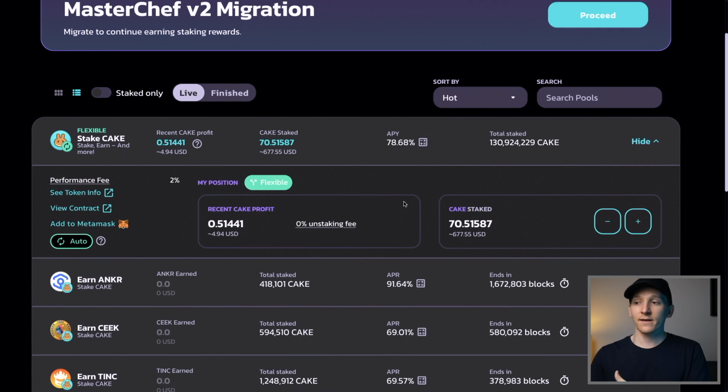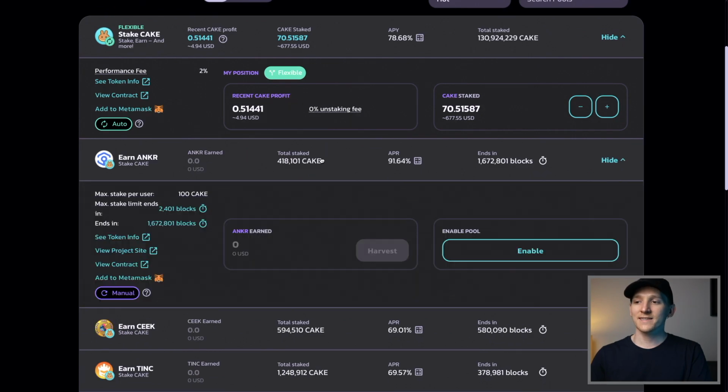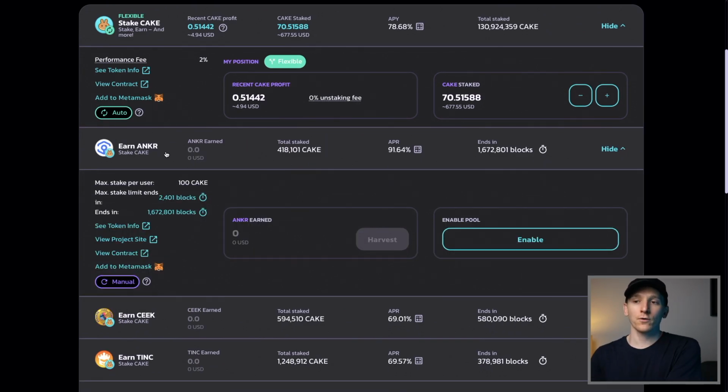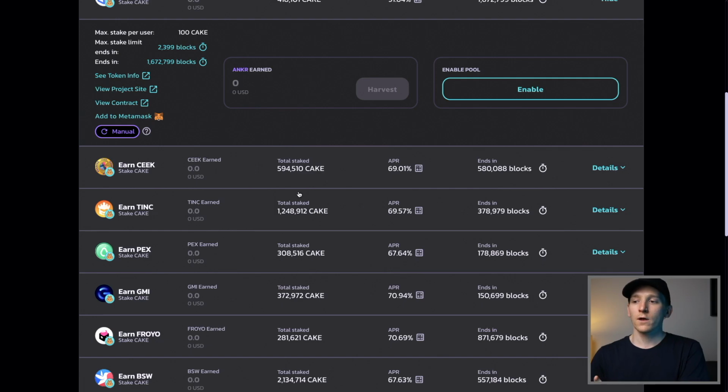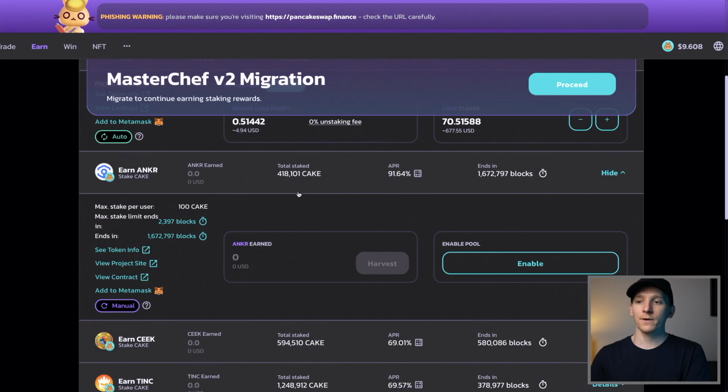Now, this is just a very simple APY that they pay you. Now, if you come down here, what you can do is actually stake Cake tokens and then get other tokens as a reward. Again, this is just a reward to incentivize liquidity onto the platform and get tokens out to different people. Anchor is currently paying 91% APR. Now, there's a max stake per user of 100 Cake. So this is like a small incentive to just basically diversify the asset base. And this is a short-term incentive, and the incentive will obviously stop in around 2,500 blocks' time. So you can enable this, stake some Cake, and actually earn Anchor in return.